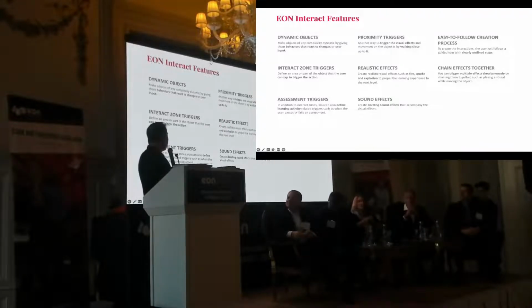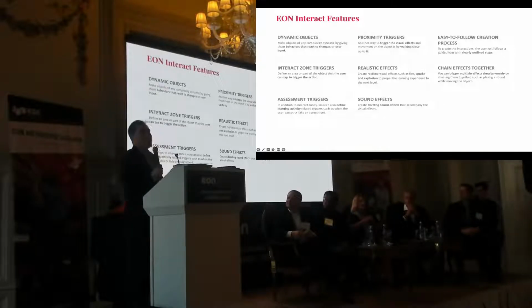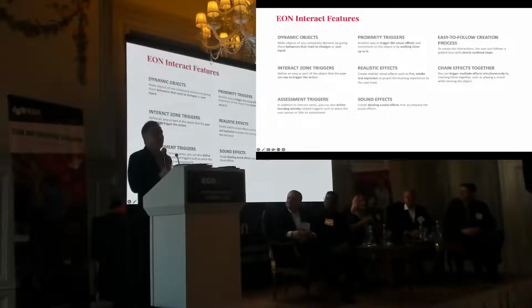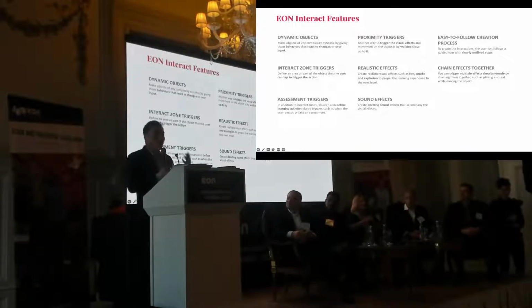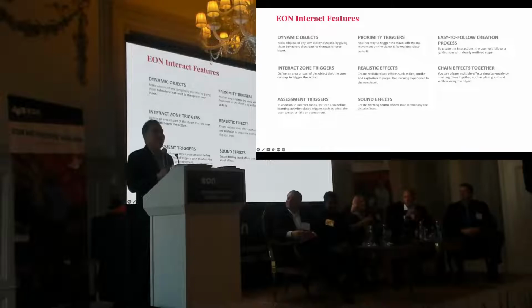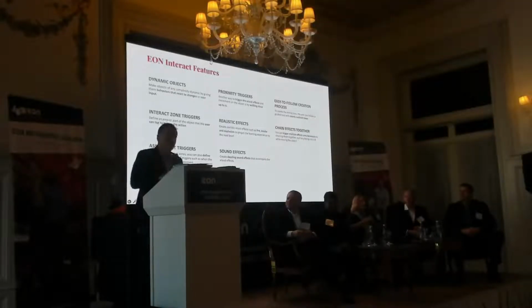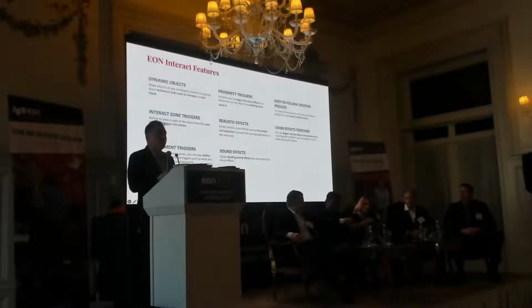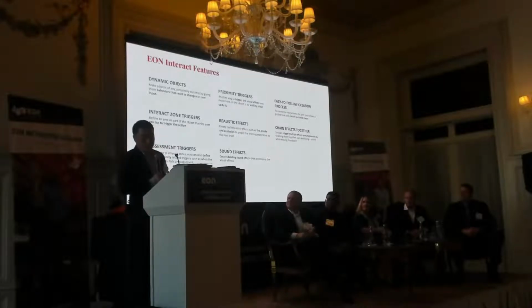And then we have something called an assessment trigger as well. That means you can decide that if the learner passes an assessment, like doing a quiz, and succeeds, then something will happen, or the opposite, right? If they failed and didn't manage to get past that assessment, then we can trigger another thing. For example, you can create smoke when you have failed some kind of assessment. So the possibilities are limitless.